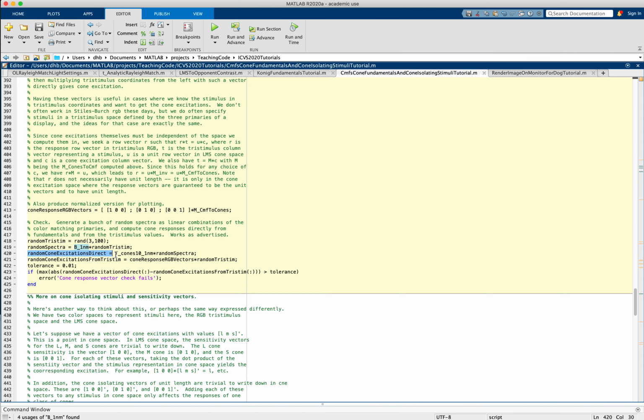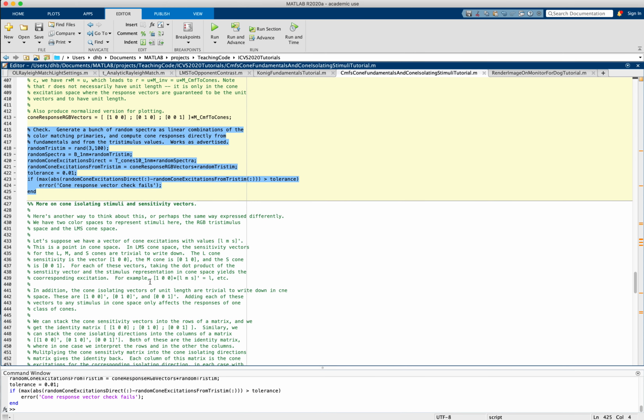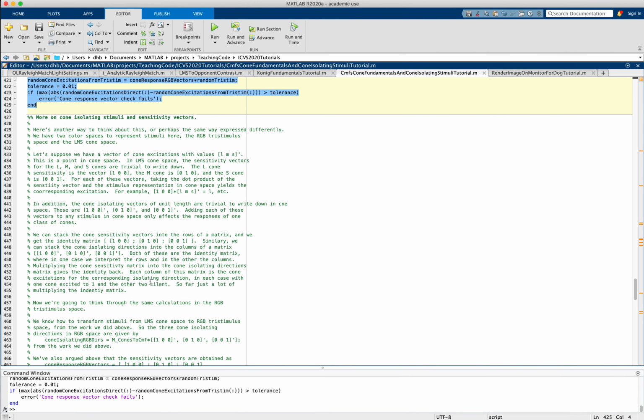Now we can get the cone excitations directly by taking the cone fundamentals and using them with the spectra, or we can get them from the tristimulus values by using this matrix here and multiplying it times the random tristimulus values. We have a little tolerance, again, because these basis functions won't be exactly right, and we can check, but basically we'll discover that everything works within the tolerance. So no error was thrown. That's looking good.